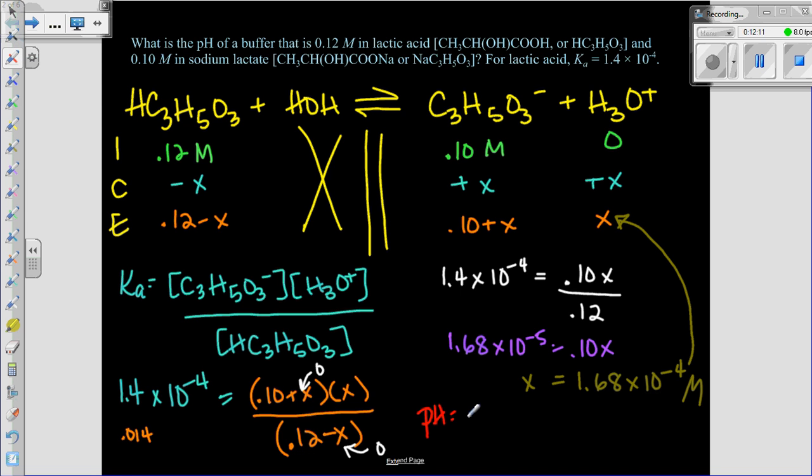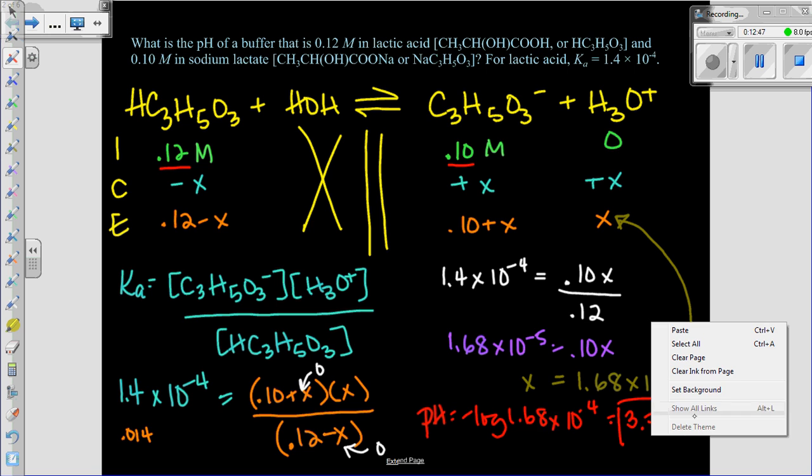So I will do pH equals negative log of that number that I just calculated, 1.68 times 10 to the negative fourth. And when I do the negative log of that, I get 3, and checking sig figs, I have 2 here and I have 2 here, so my answer will have 2 numbers past the decimal. So it will be a pH of 3.77. Hopefully this looks identical to our calculations with a common ion because it's really the same thing.